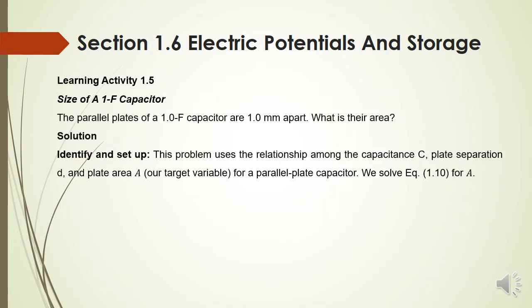Learning activity 1.5 entitled Size of a 1 Farad Capacitor. The parallel plates of a 1 farad capacitor are 1 mm apart. What is their area? Now, we are given a capacitor of 1 farad and its distance of 1 millimeter apart. So the target variable here is the plate area, and we can solve this by using equation 1.10.